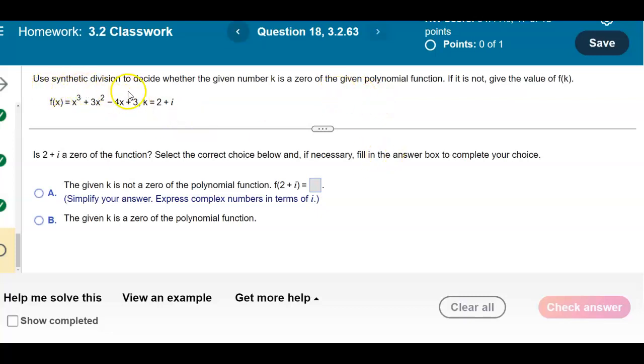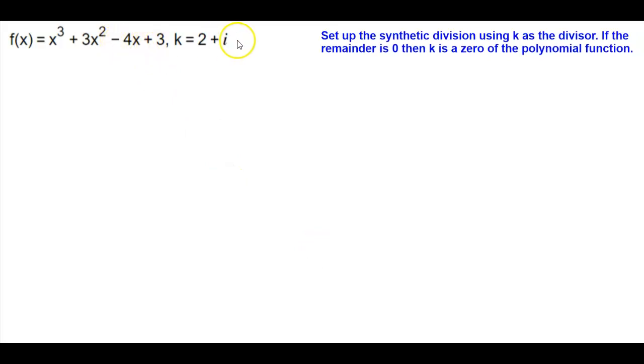Okay, here we want to use synthetic division to decide whether the given number k is a zero of the given polynomial function. If it is not, give the value of f of k. We have f of x, which is equal to x cubed plus 3x squared minus 4x plus 3, where k is equal to 2 plus i. So we're going to set up synthetic division using k as the divisor, and if the remainder is 0, then k is a zero of the polynomial function.